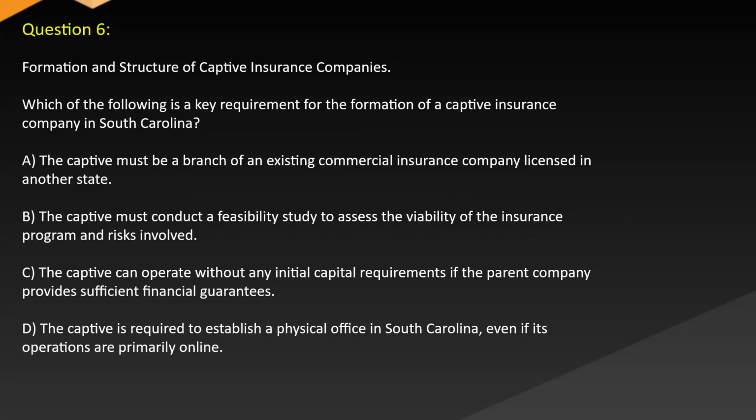Question 6. Formation and structure of captive insurance companies. Which of the following is a key requirement for the formation of a captive insurance company in South Carolina? A. The captive must be a branch of an existing commercial insurance company licensed in another state. B. The captive must conduct a feasibility study to assess the viability of the insurance program and risks involved. C. The captive can operate without any initial capital requirements if the parent company provides sufficient financial guarantees. D. The captive is required to establish a physical office in South Carolina even if its operations are primarily online.